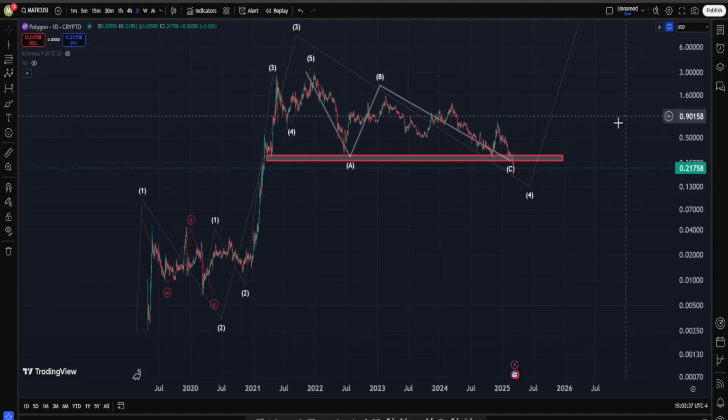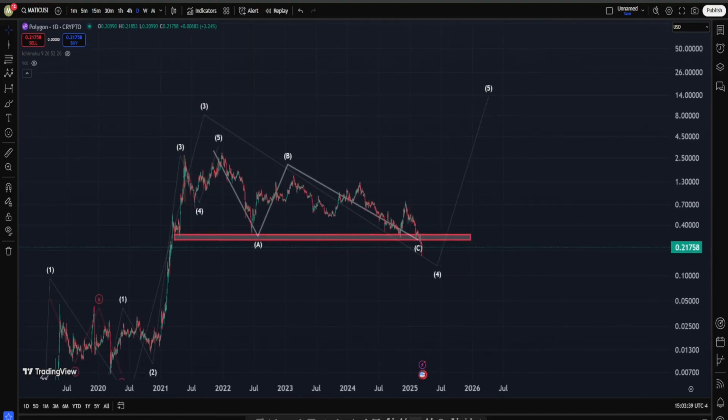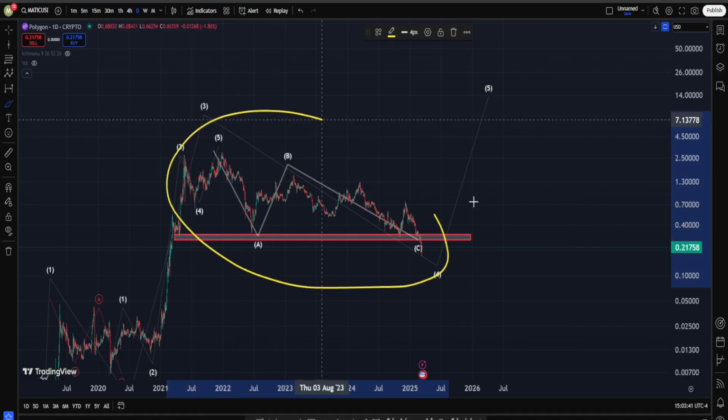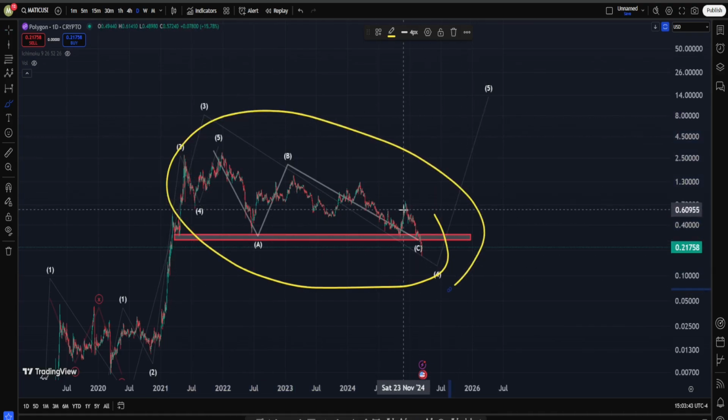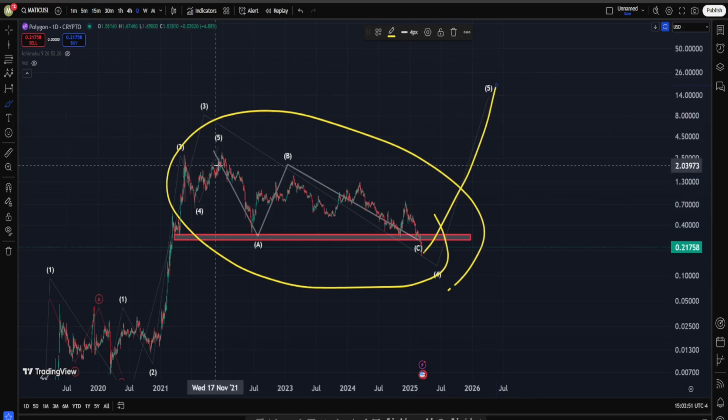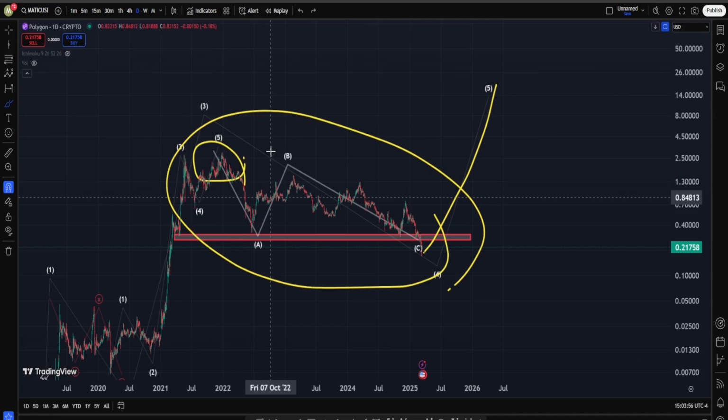Okay, so in the previous video about Polygon, we talked about the possibility of having an ABC zigzag, which is extremely bullish, because after this move down is over, what are we going to have? Hopefully, a huge move up in order to set an all-time high and take the highest side all the way up here, somewhere around $3.